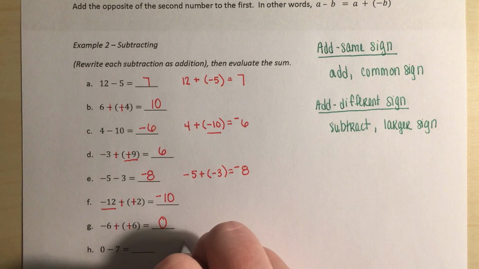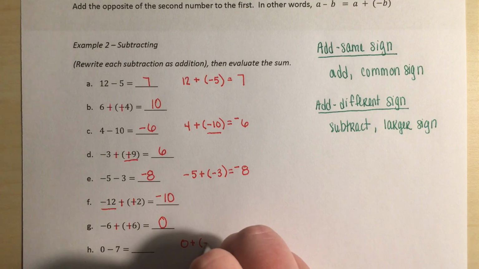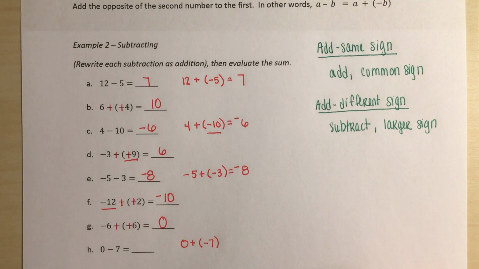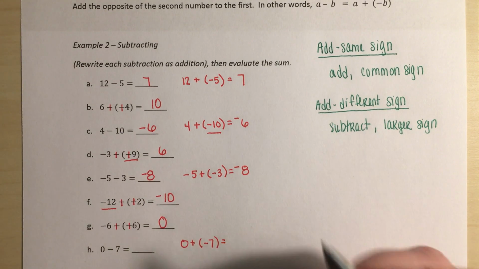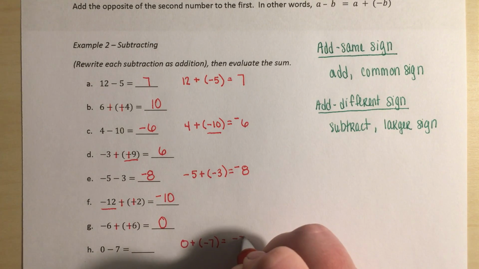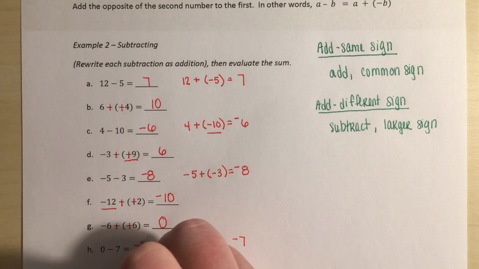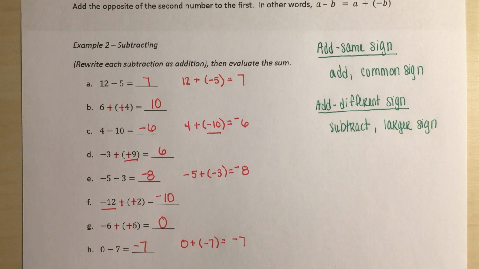All right, then this last one, we have a 0 in here. We're thinking this is 0 plus -7. Well, 0 plus anything is just that anything that we started with. So if we don't change our -7, our answer is -7 here.